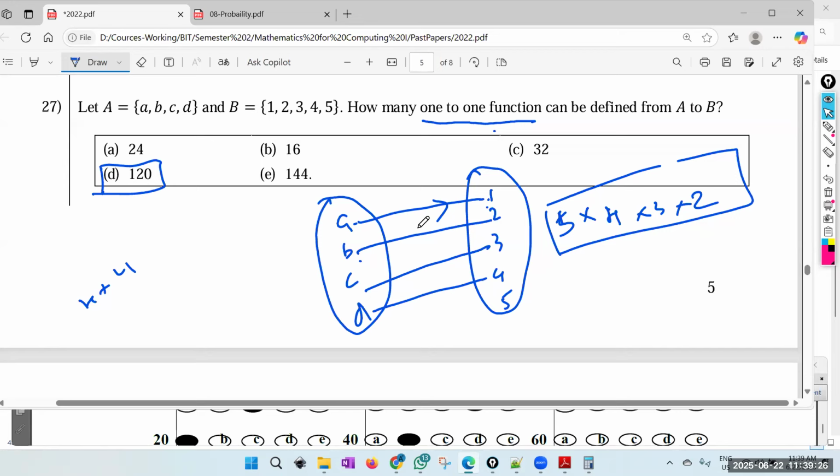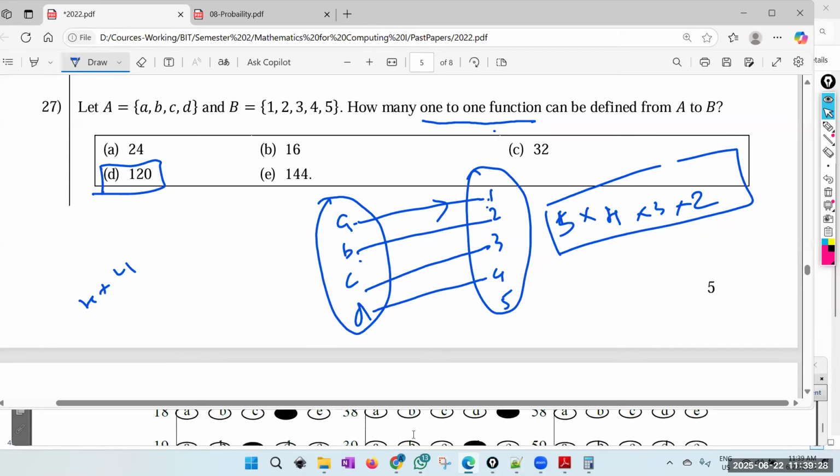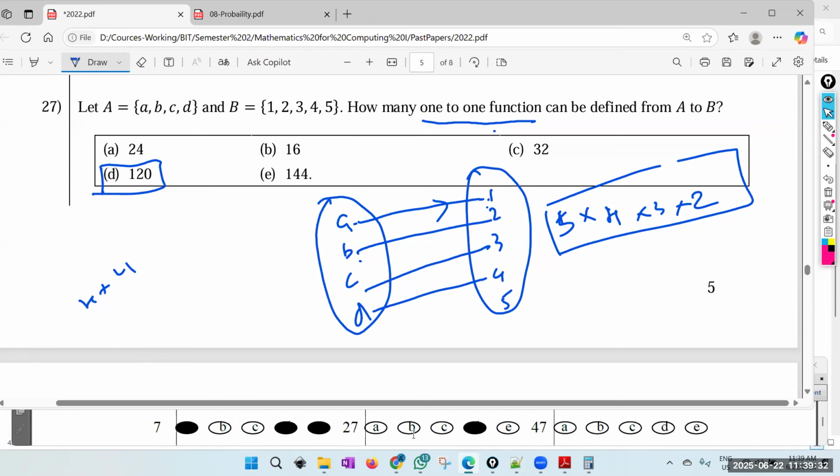By the way, what is the answer? Yes, answer is D. I'm not 100% sure whether that is the correct way to get the answer, but I got the correct answer, and a bit of logic is also there, right? So first one, I have 5 ways. Now, when the first one is already mapped to something because it is 1 to 1, for the second one, I have 4 ways. For third one, I have 3 ways. For the last one, I have 2 ways.